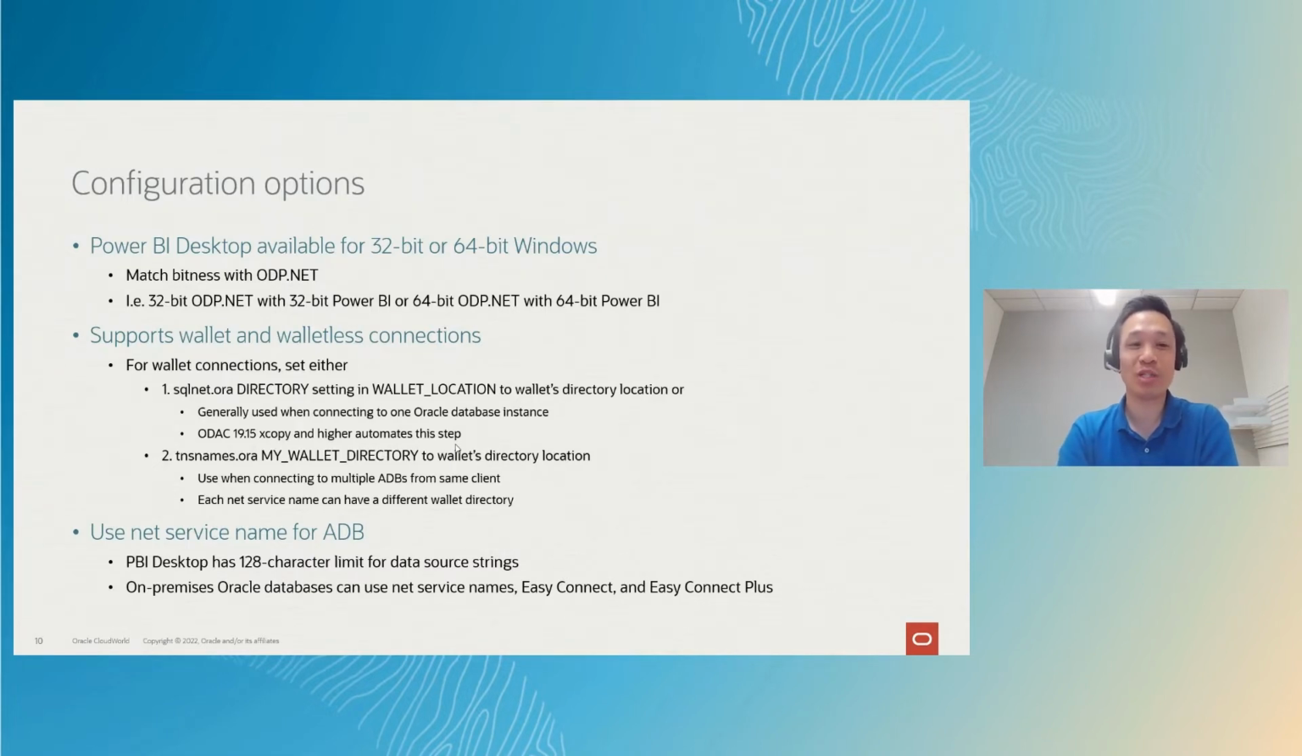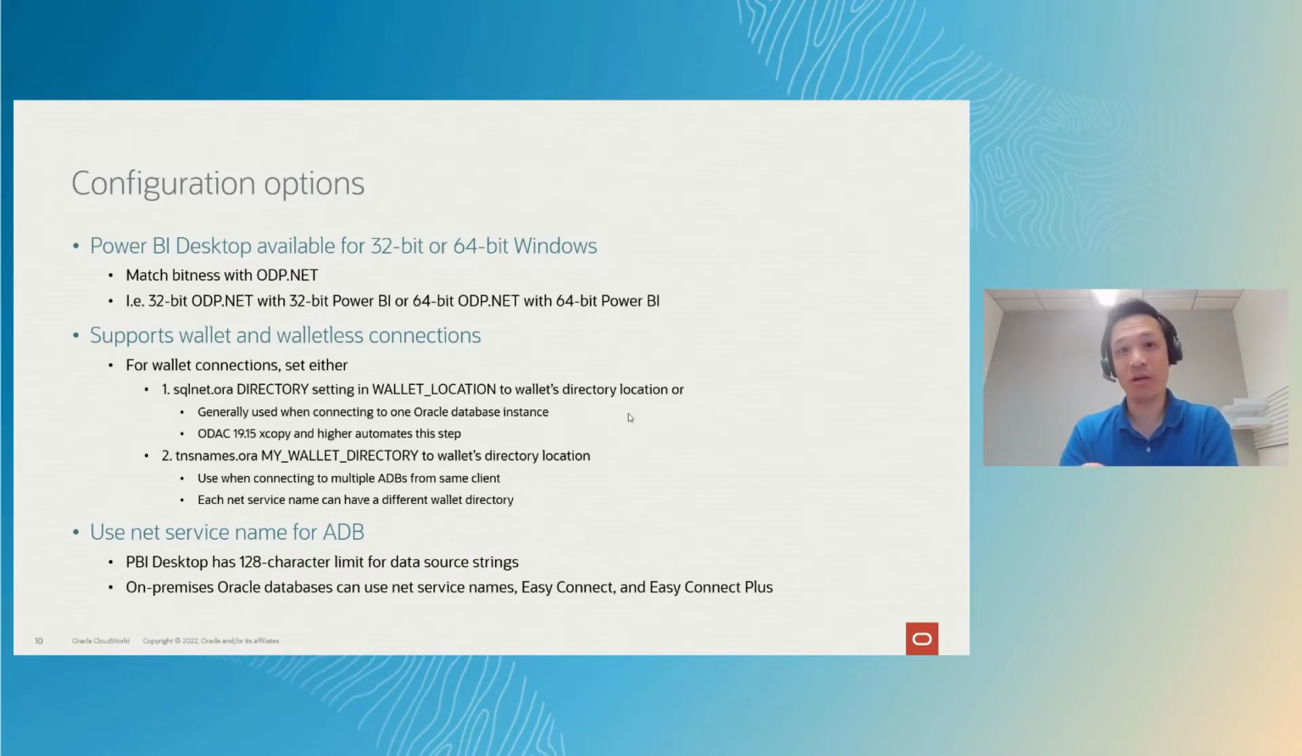But if you do use wallets, which is the default, you can enable wallet connections through one of two methods. You'll see here I have two methods outlined. One, you set the SQLnet directory setting and wallet location to the wallet's directory location, and this is very commonly used if you only have one autonomous database you're connecting to. And this is available in ODAC 19.15 and higher.